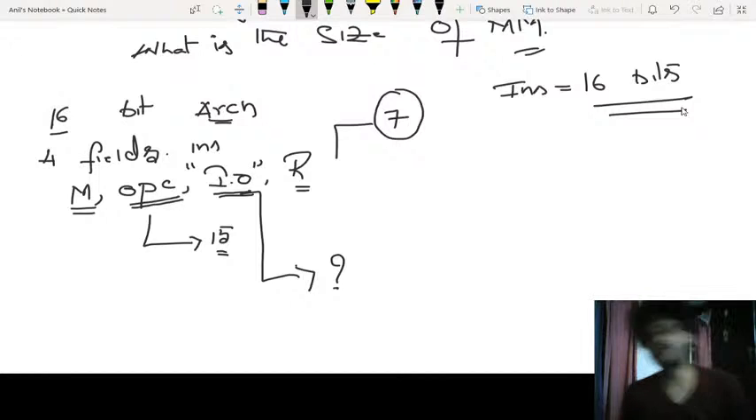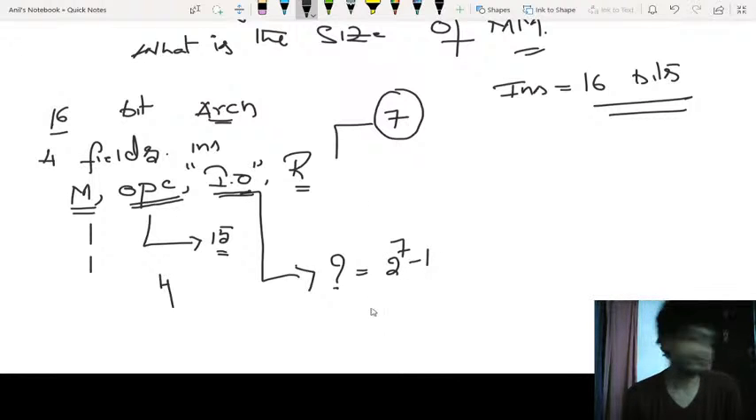Very good. Of course, it is equal to 2 power 7. Mode will take 1. Opcode will be equal to 4 digits. Immediate operand, the maximum size of the immediate operand, if it's a signed integer, small correction for you guys, is 2 power 7 minus 1.